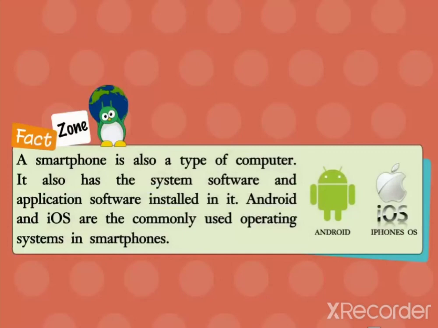Fact zone. A smartphone is also a type of computer. It also has the system software and application software installed in it. Android and iOS are the commonly used operating systems in smartphones.